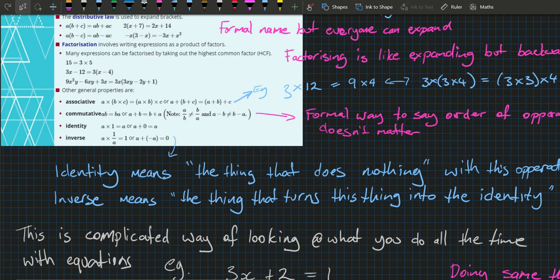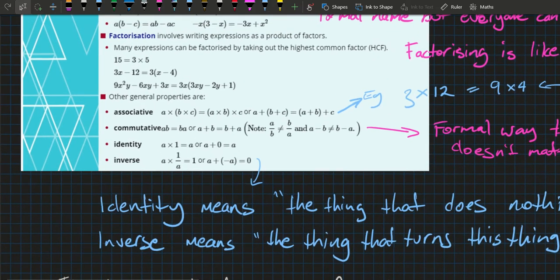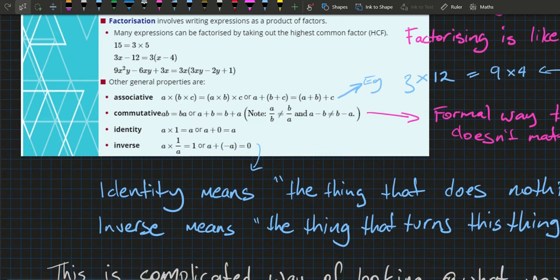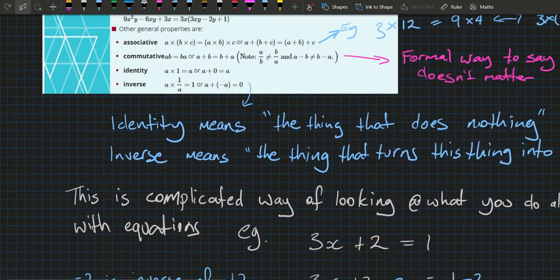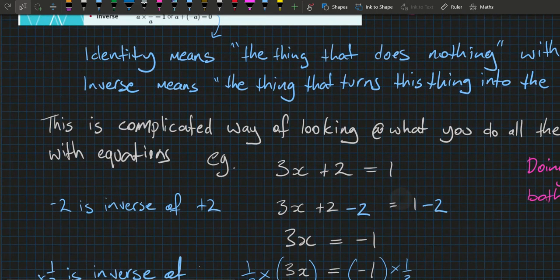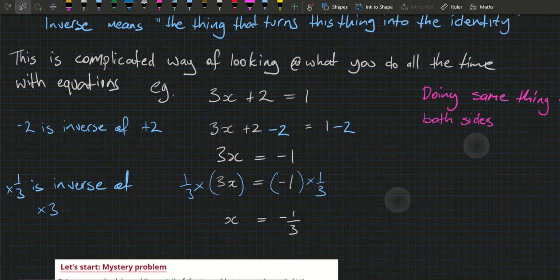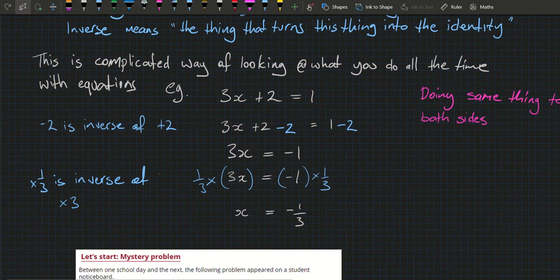So you should be able to see the additive inverse is the negative number, because it makes this expression equal to the additive identity 0. And the multiplicative inverse is 1 divided by that number. So A times 1 on A equals 1. And remembering to do the same thing to both sides, you can see exactly what I'm talking about here.